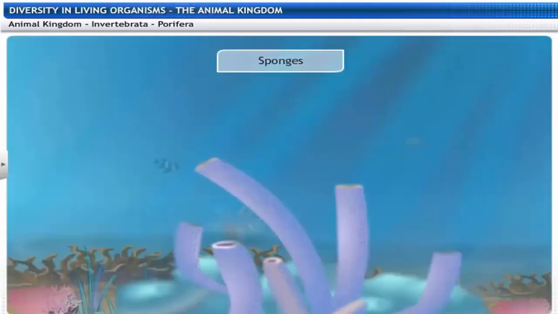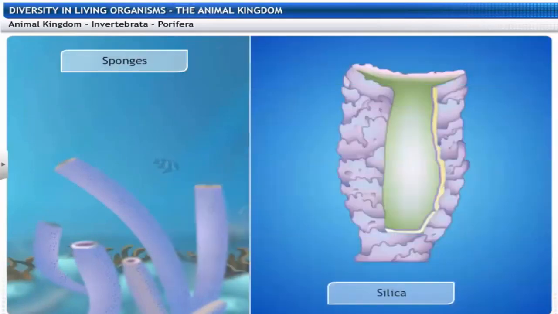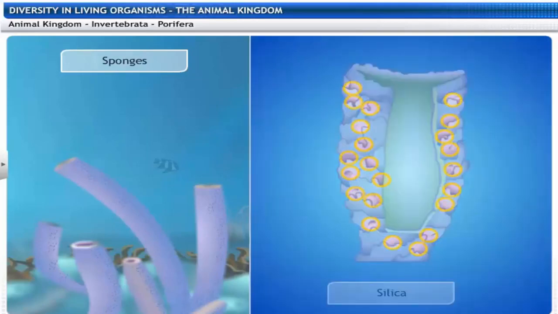Sponges are non-motile and are generally found in an aquatic habitat. They are covered with a hard skeleton made up of silica or spongin fibers. Sponges have pores all over their body. These pores lead to a canal system that helps in circulating the water throughout the body to bring in food and oxygen.